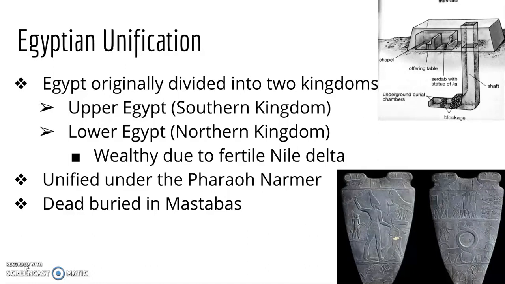Upper Egypt. Now, Lower Egypt was wealthy due to the fertile Nile Delta, which, as you saw on the previous slide, is ideal for plant growth. So they had a lot more farming land and, as a result, more money. Now, both areas are unified under the pharaoh Narmer.